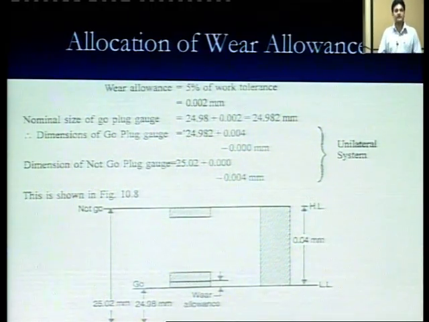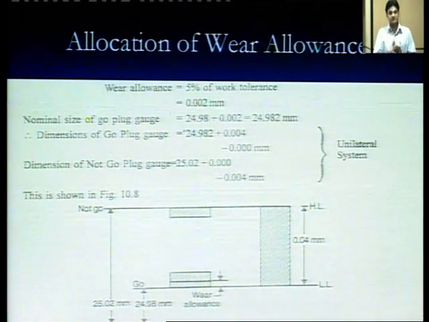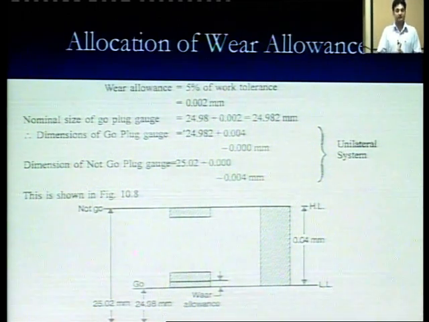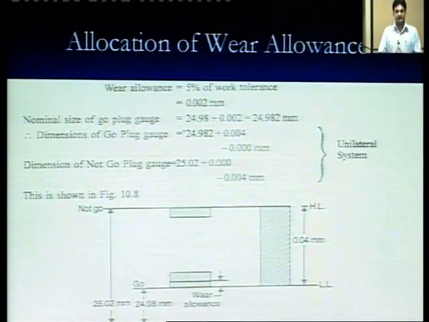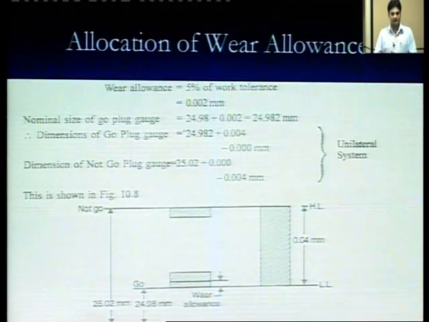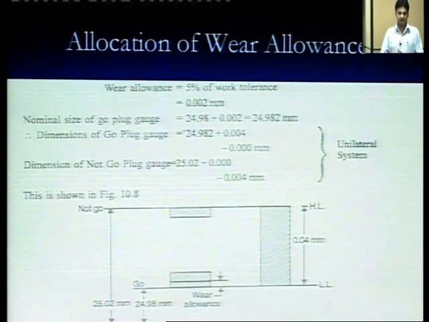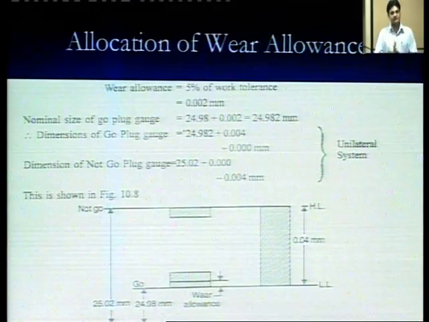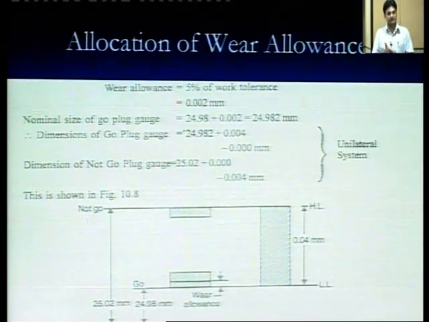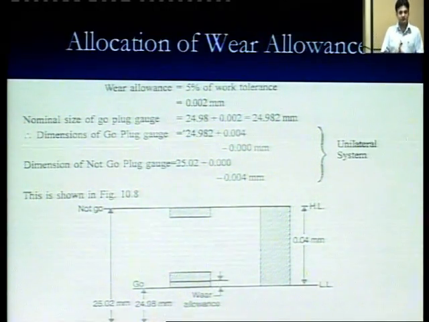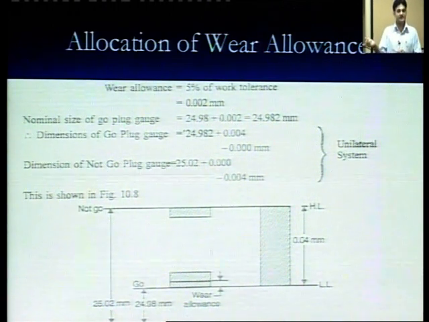Now, next is the allocation of wear allowance. Wear allowance is very important in case of gauging, because if we do not consider the wear allowance in this gauging, then the gauges will be more prone to wear and tear, and the life of the gauge will be very less. So, wear allowance is 5% of the work tolerance. As in the previous slide, I told you the work tolerance was 0.04 mm. So, the wear allowance will be 5% of that 0.04 mm.